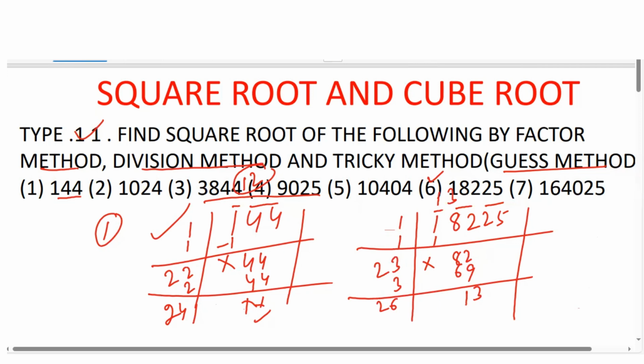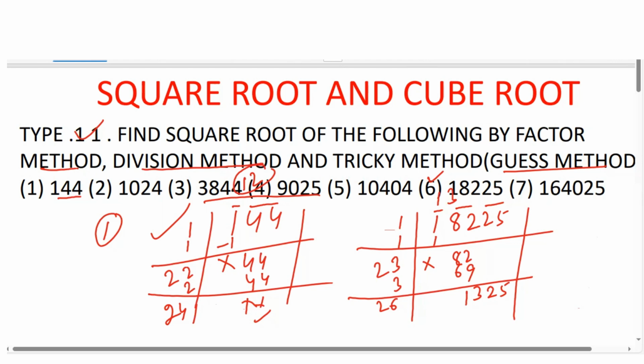The other pair is what? 25. So right here 25. Now you again follow the same process. You check what number we put here and multiply. It will give either 1325 or slightly less. But see the last number: if the number is a perfect square, it will be exactly 1325. So first check with 5.